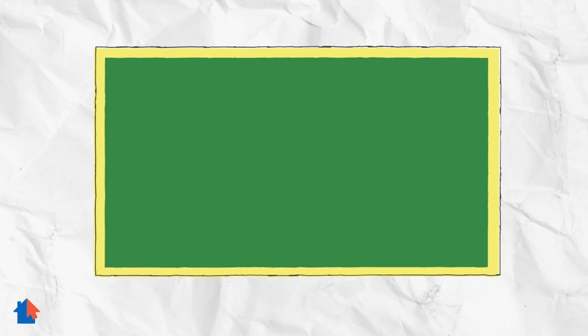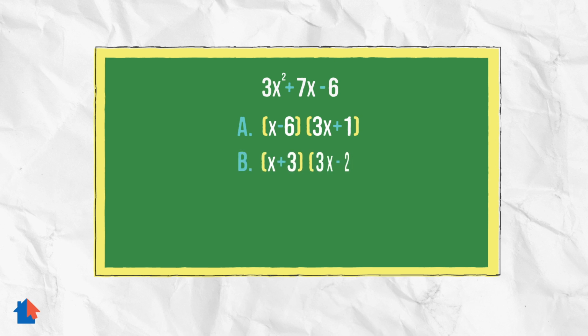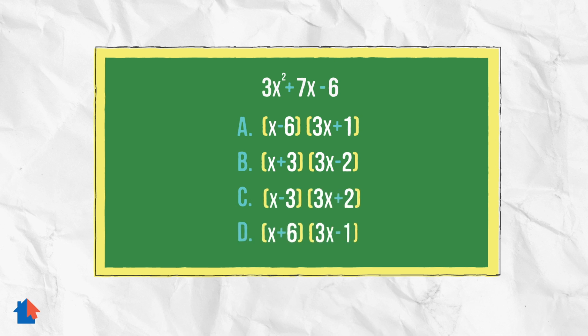Example: factor completely 3x squared plus 7x minus 6. Choose the correct answer below. A. (x minus 6) times (3x plus 1). B. (x plus 3) times (3x minus 2). C. (x minus 3) times (3x plus 2). D. (x plus 6) times (3x minus 1). Take your time and do one part at a time.